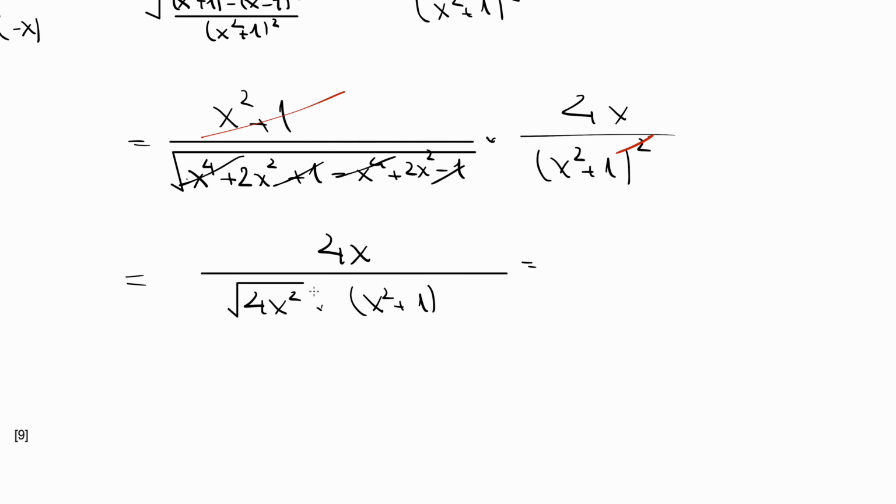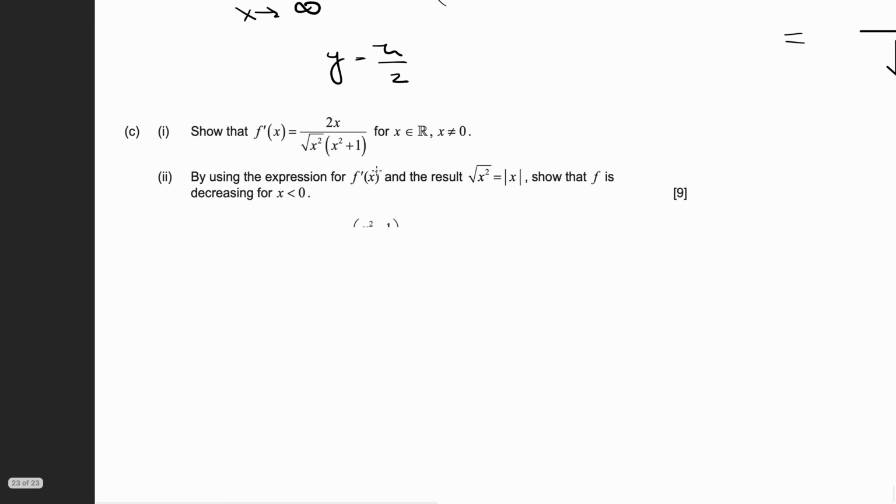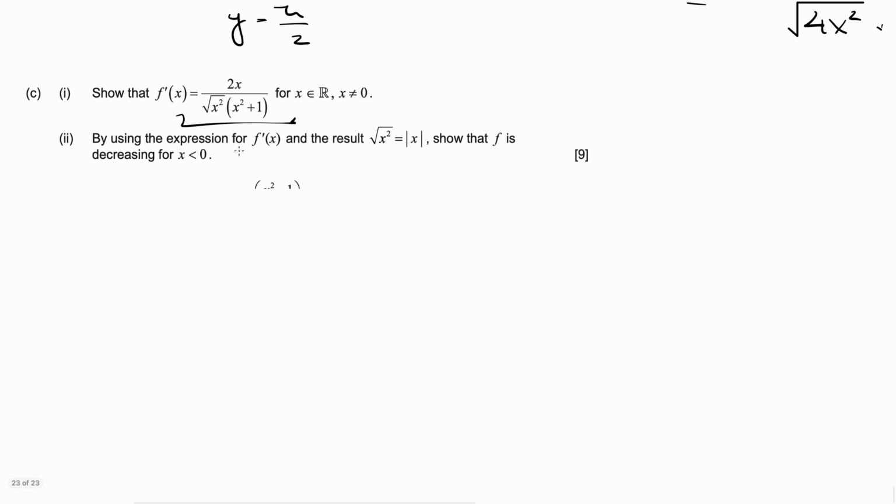You'll take out the 4 and that will be a 2. 4 divided by 2 is simply 2, so 2x over radical x squared plus 1. This is what we were asked to find as well. Okay, now by using the expression for f prime of x and the result radical x squared equal to absolute value of x, show that, okay, we're asked to show that f is decreasing.